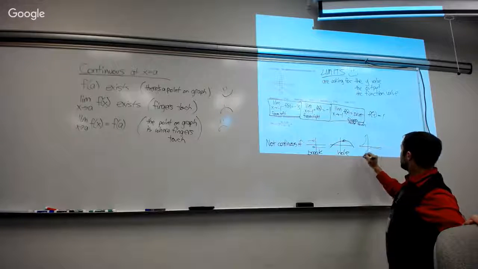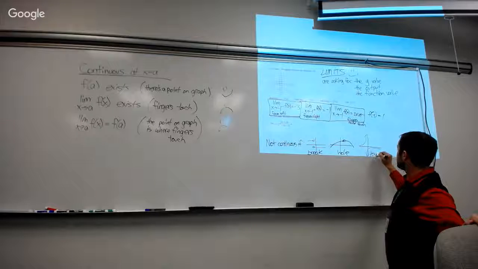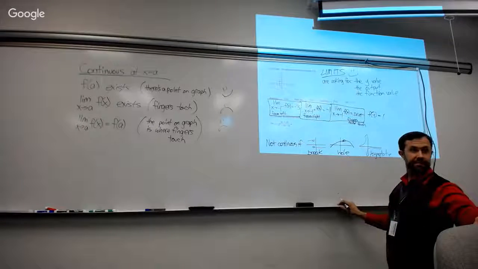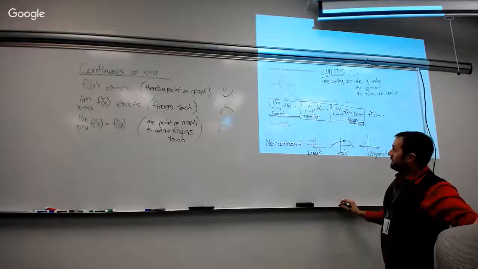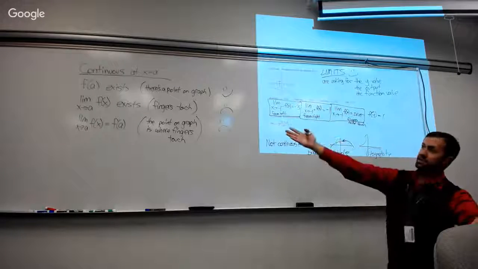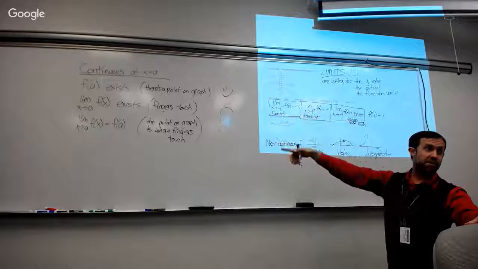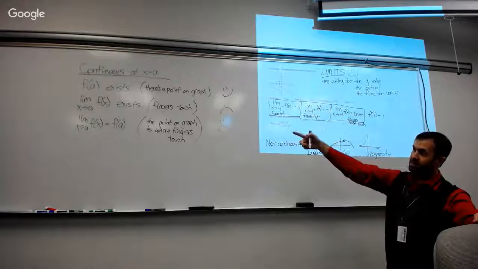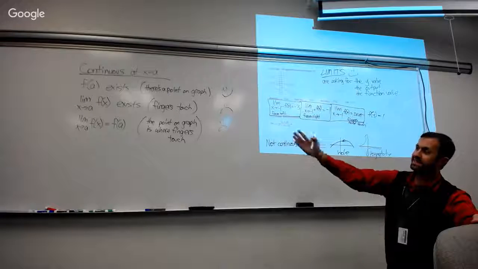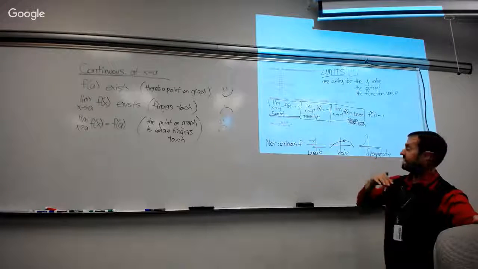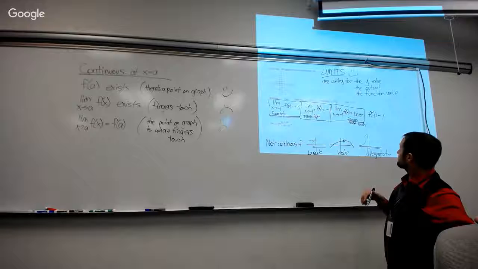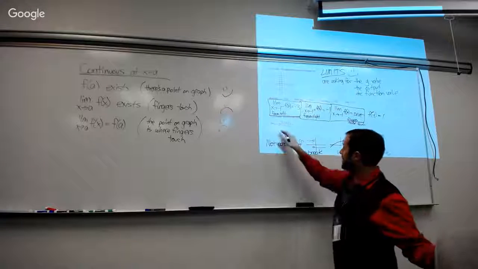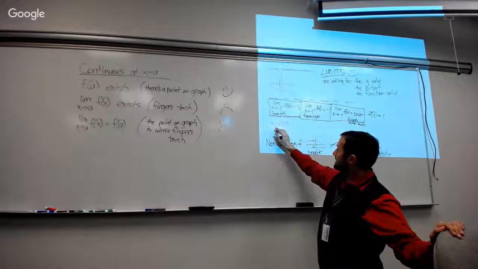So those are three pretty good times where something is not continuous: a break, a hole, or an asymptote. All three of these fail the definition of continuity for one of those three reasons. Either there's no value at x equals a, or the limit didn't exist, or the limit wasn't the same as the value of f of a.